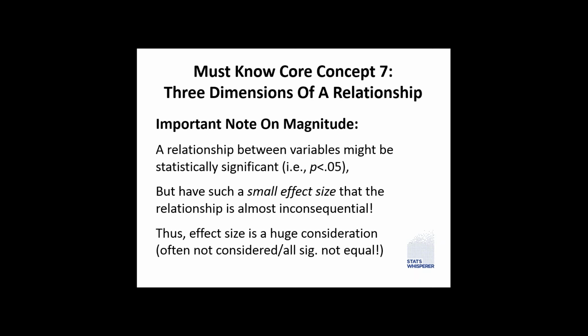So 3 dimensions, magnitude. Important note on magnitude. The relationship between variables might be statistically significant, but have such a small effect that the relationship is almost inconsequential. So it could be significant, but almost not matter still. Or it could be significant and really, really matter. Thus, the effect size is a huge consideration, which is often not considered. As it says here, all significant relationships are not equal.